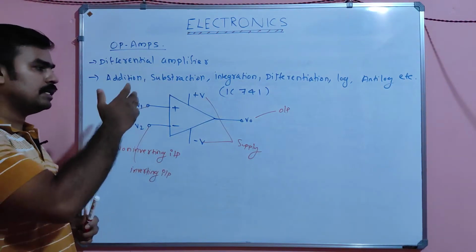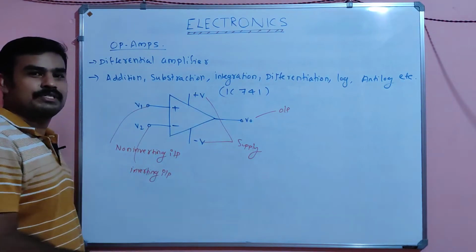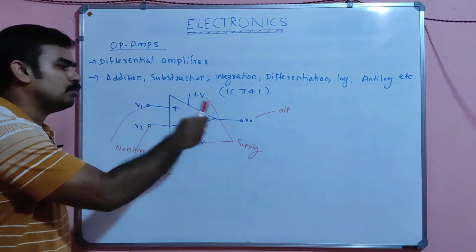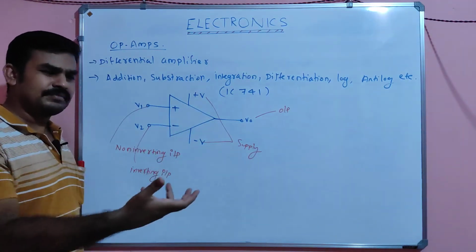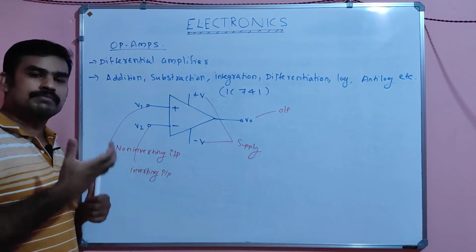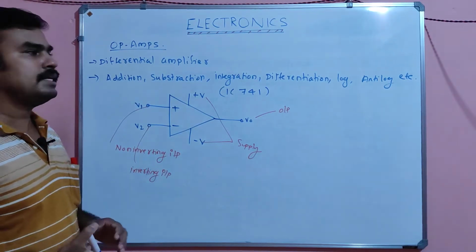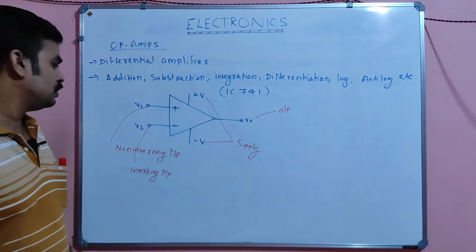So these are the terminals. It is a two-input and one-output producing device, right? This plus V and minus V are for supply. In order for the BJTs inside it to operate, we need some supplies, right? That supply is the biasing voltage.